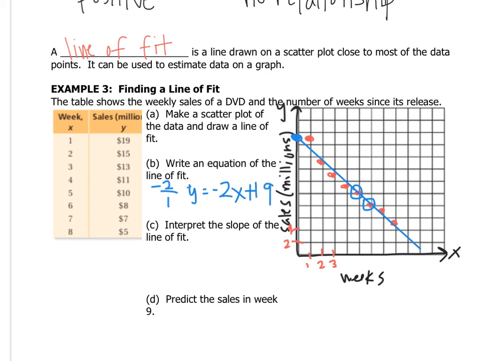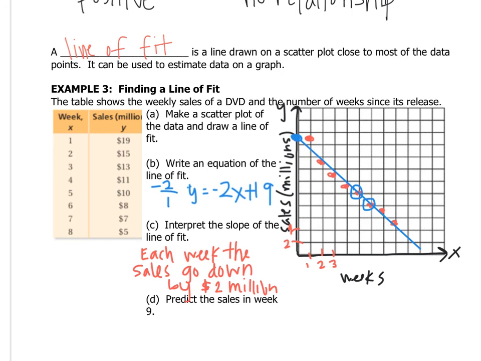Now, when you do a line of fit, it might not be exactly the same as someone else's line equation, but you should pretty much be approximately the same. If someone has negative 2x plus 20, that doesn't make them wrong. You just want to be around the same answer, because remember, we are using these to predict values, so they're just kind of guesses anyway. So now we have to interpret the slope, and the slope means that each week the sales go down by 2 million.